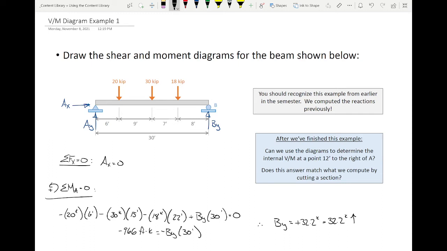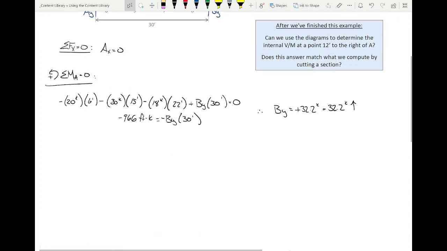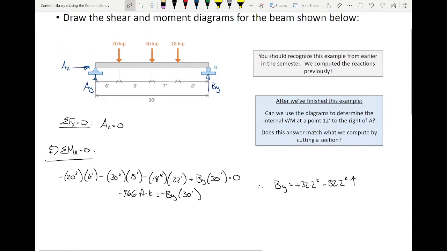Did I do that too quickly, or are we okay with that? We should be good given that we've already done this example. That should be quick and that should be okay. So how do I solve for the remaining unknown? Sum the forces in the y direction. So AY plus BY minus those 3 loads. And let me drag that down. You'll see why I stretch that here in a bit.